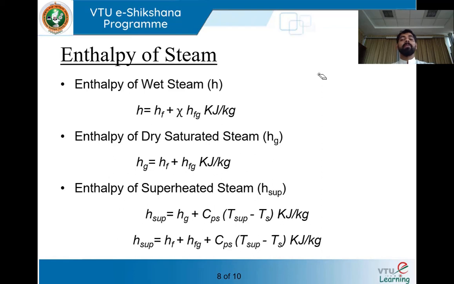What about the enthalpy of superheated steam? So that is what we can do here. So, enthalpy of wet steam. So wet steam is what? As we are moving from point B to point C, which is a two-phase mixture, isn't it? It's a two-phase mixture. So here x is equal to 0 and here x is equal to 1.